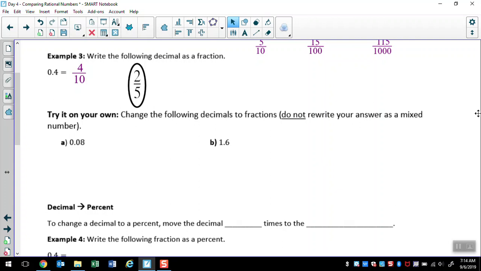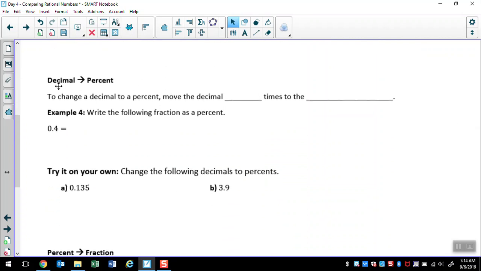Okay, welcome back. All right, well, we're kind of bouncing back to changing a decimal to a percent. We've already had to do that when we changed the fraction to a percent. So to change a decimal to a percent, we move the decimal 2 times to the right. Remember, we take our decimal point and move it over 2 times, and that gives us 40%.